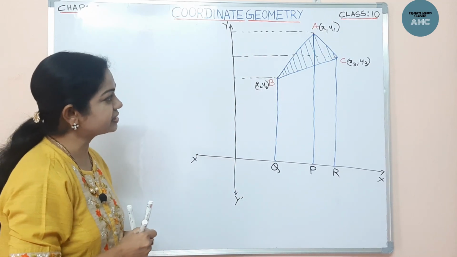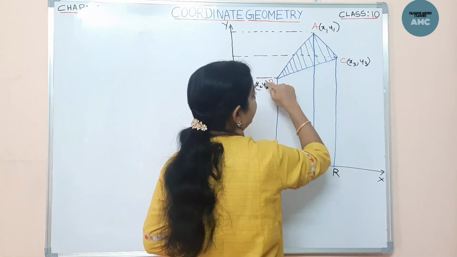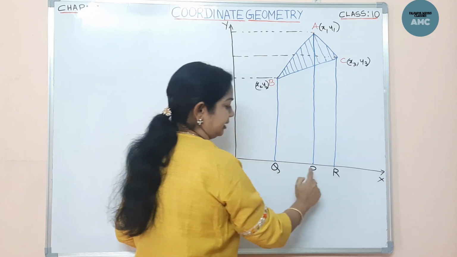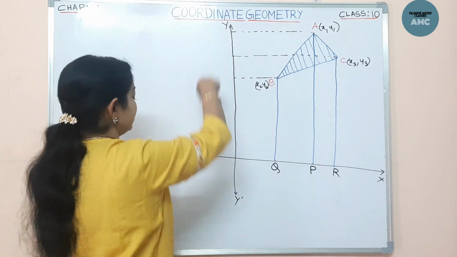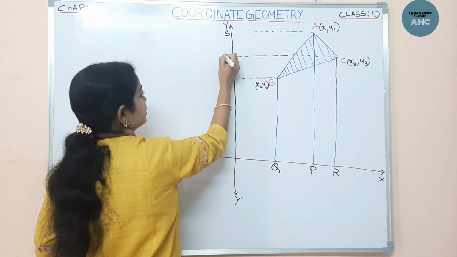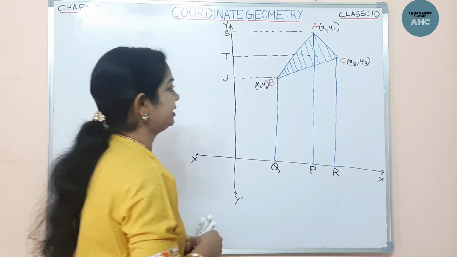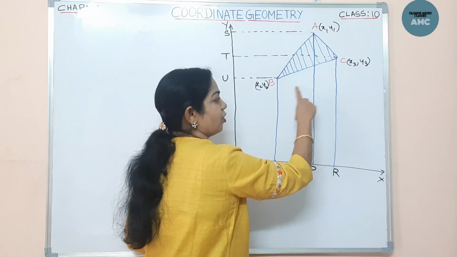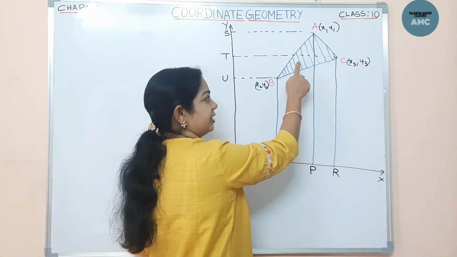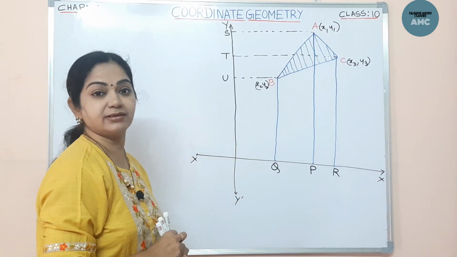Now here, if you see this diagram clearly, A, B, C, and here Q, P, R. Now let us name these also. Let us take this as S, this is T, this is U. Now here, if you see, there are trapeziums formed. This is the shaded part, this is the unshaded part. In the whole thing, if you see, there are trapeziums formed.